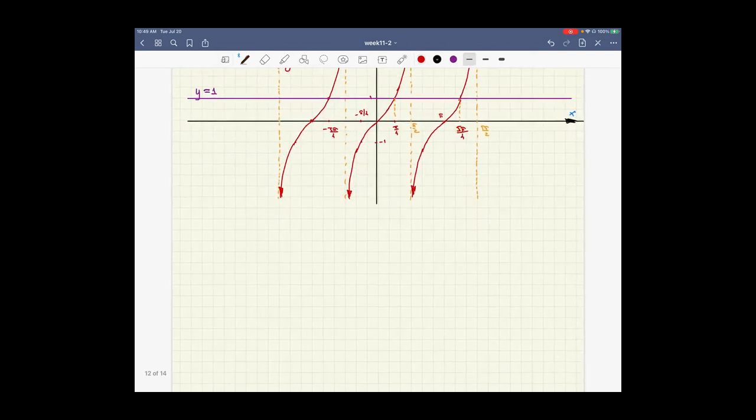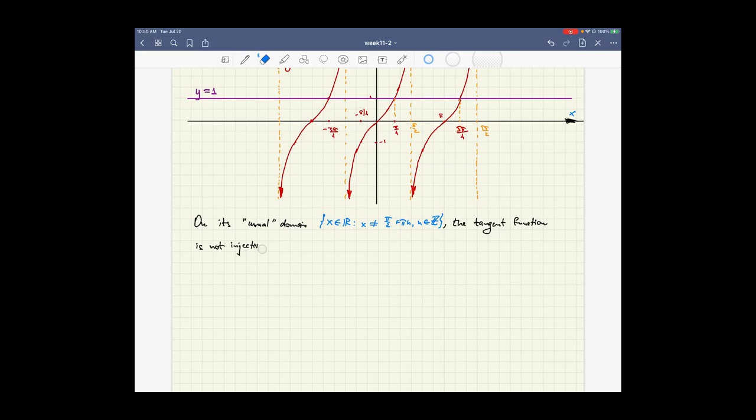All right, so the technique is the same as before. So we say that on its usual domain, which is the set x in R, except pi over 2 plus pi n, n an integer, the tangent function is not injective, so there is no way to define its inverse.